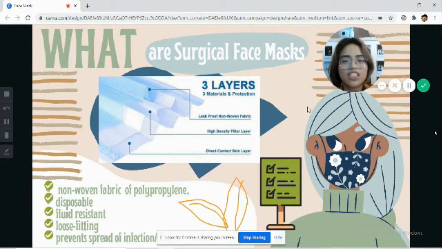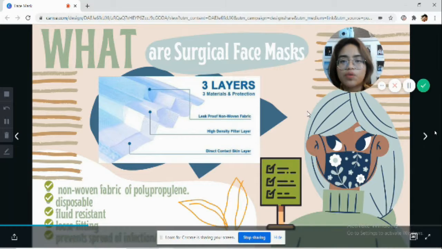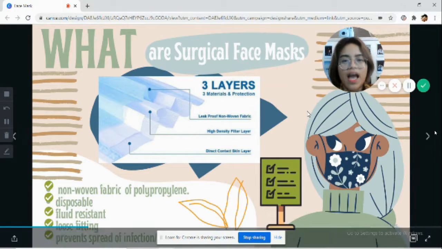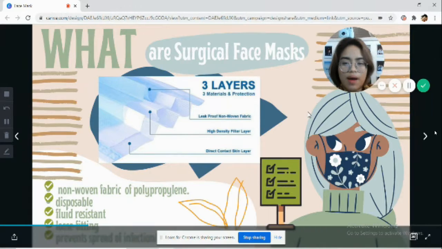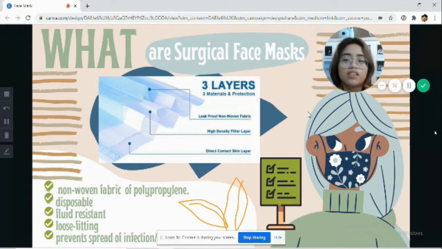As stated, it has three layers of materials and protection. It is leak-proof non-woven fabric, a high-density filter layer, and the last layer is the direct contact skin layer. Its characteristics include that it is a non-woven fabric of polypropylene, which is a kind of plastic. It is disposable, meaning you have to use it only once, and fluid-resistant, loose-fitting, and prevents the spread of infection or illness.